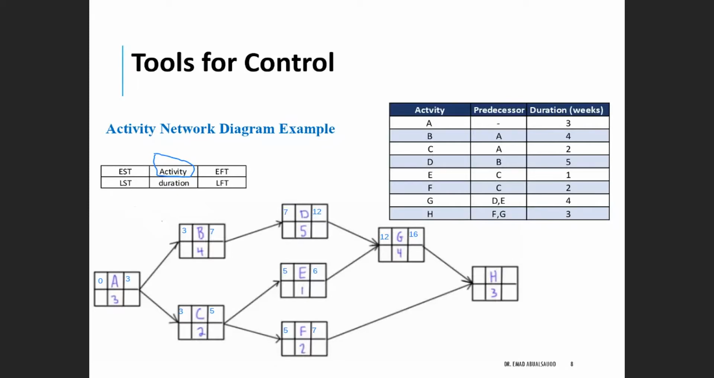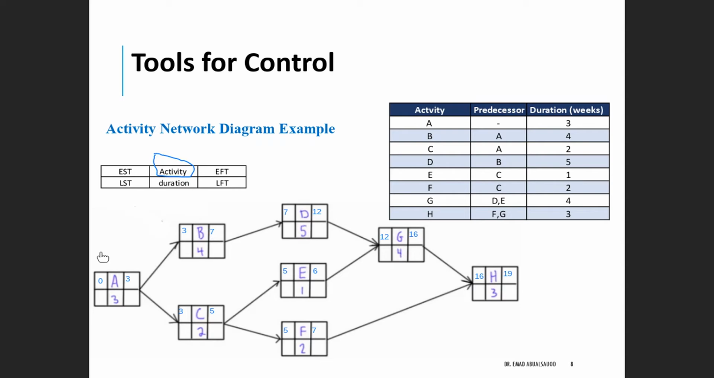Now, moving to the last activity, which is H, we compare the two early finish times for F and G. Again, we will select the largest one. In this case, we select the 16, and 16 plus 3 will equal 19. So now we completed the first step of the activity network diagram.